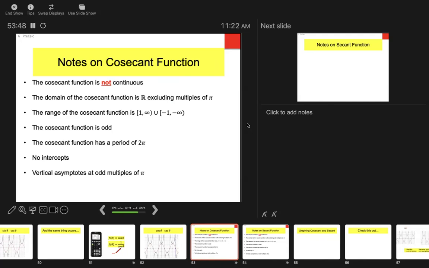Cosecant goes with sine, so therefore it's an odd function. Its period, unlike cotangent and tangent, which is pi, is the same as sine, which is 2 pi. There are no intercepts at all for cosecant. It doesn't touch the x-axis, and it definitely doesn't touch the y-axis. At x equals 0, there's a vertical asymptote because that's a multiple of pi. And those are all the notes on cosecant.